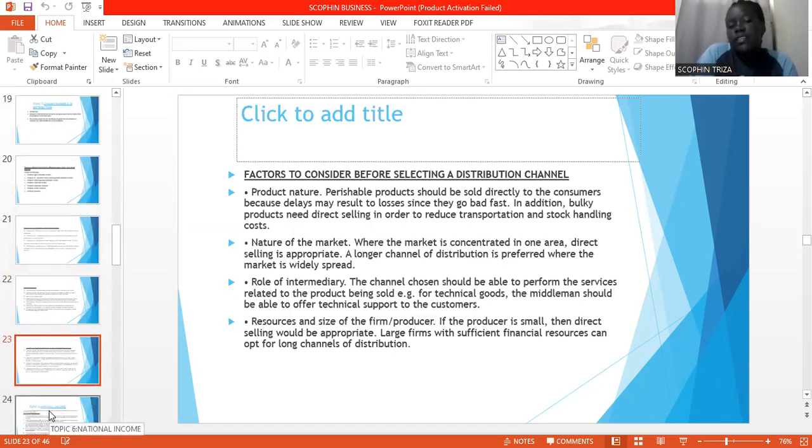Now, some of the factors to consider before selecting a distribution channel. Consider the product nature. Consider the nature of the market, the role of the intermediary, resources and size of the firm of the producer.